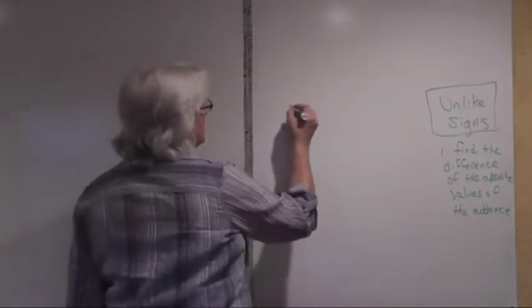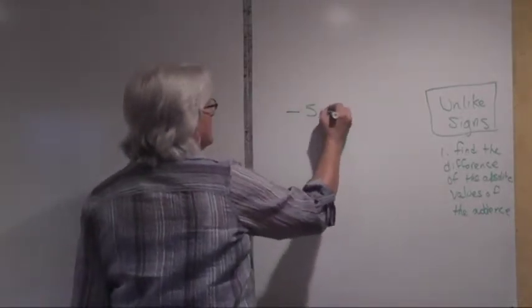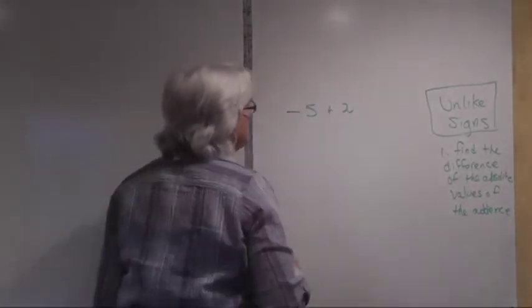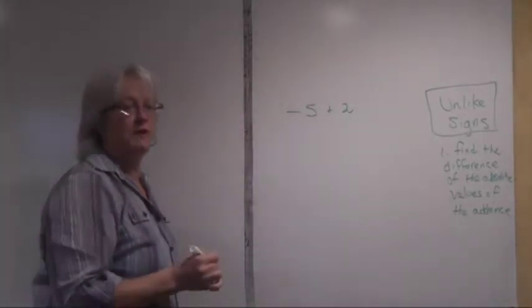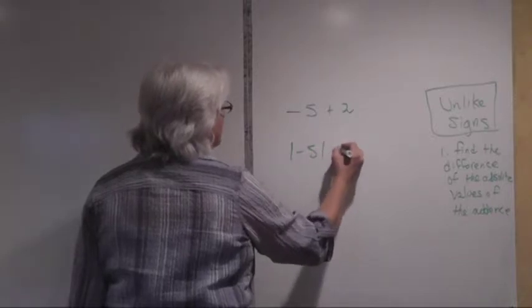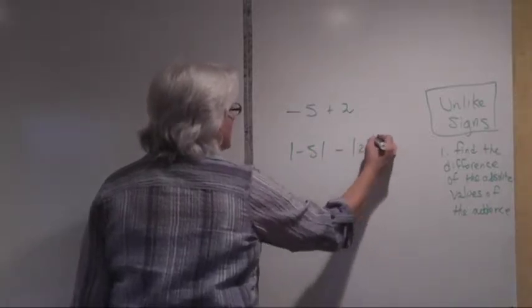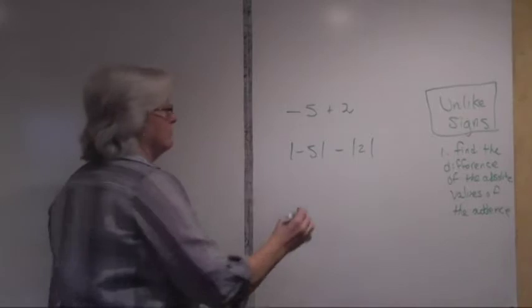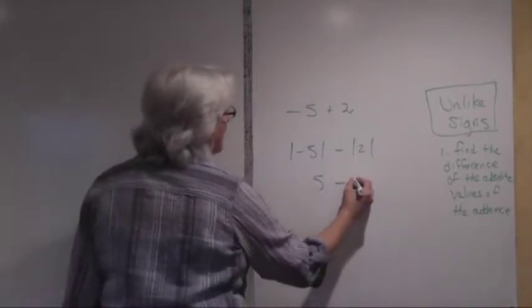In a mathematical sense, difference is the answer to a subtraction problem. So, we have negative 5 plus 2. They want us to find the difference of the absolute values. Absolute value of negative 5 minus the absolute value of 2. 5 minus 2.